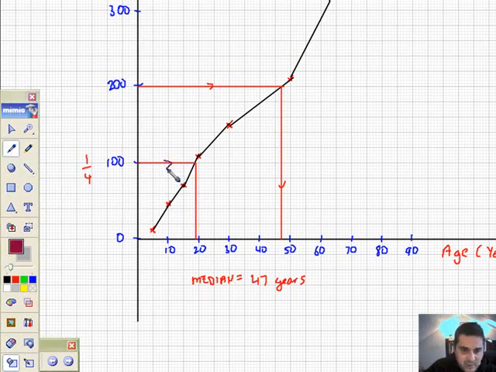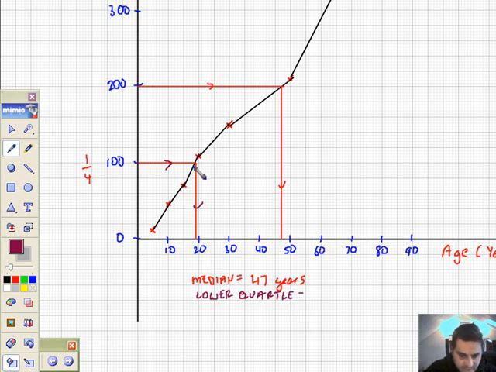Now let's come back to purple. Right then. So we go across and then read down. And the age of the lower quartile is going to be, I'll make that about 19 years old. So it's 19 years. It's getting all glitchy and stupid. I hate it. Right then, 19 years. Let's try and write that nicely.